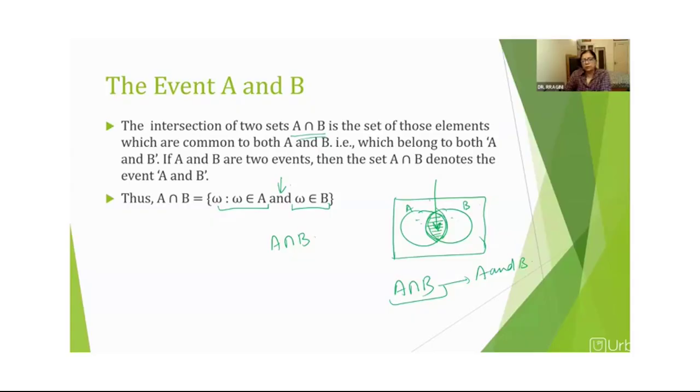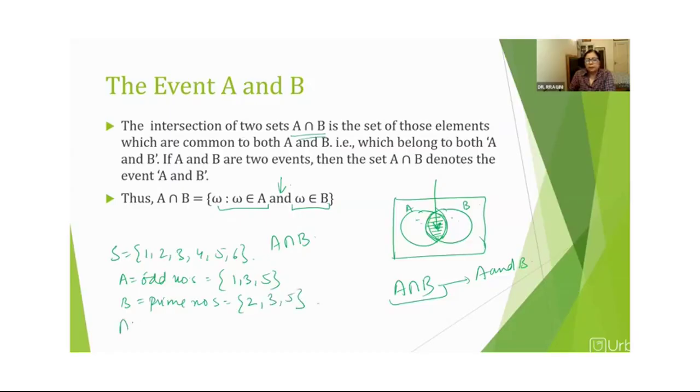So if you have two events, if you want, I can take one example. Like S is 1, 2, 3, 4, 5, 6, we throw a die. Let's say I define event A as odd numbers, then what are the possible outcomes? 1, 3, 5. And event B as prime numbers. So how many prime numbers do we have? 2, 3, 5.